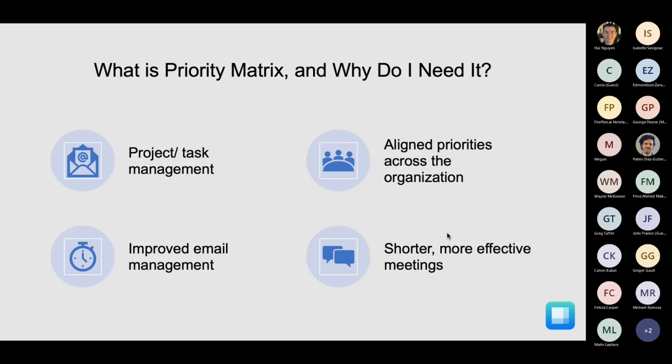So let's start by looking at this. What is Priority Matrix? First and foremost, I like to explain Priority Matrix as a project and task management solution. What this is going to do for you and your organization is hopefully help you align your priorities across your entire organization. Priority Matrix also supports you with email management, and we've added a couple of specific features to help you and your team have shorter and more effective meetings. Circling back to that first point, I typically explain it as a project and task management solution, but I don't think that does it justice, because Priority Matrix can do a whole lot more than that. But it is a nice way to wrap up Priority Matrix as a whole and put it in a short phrase.